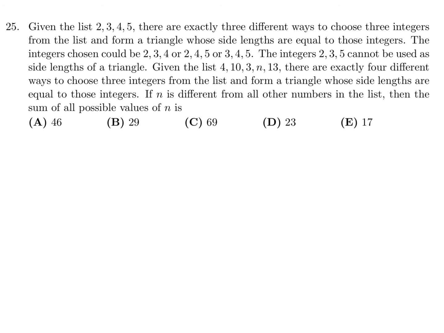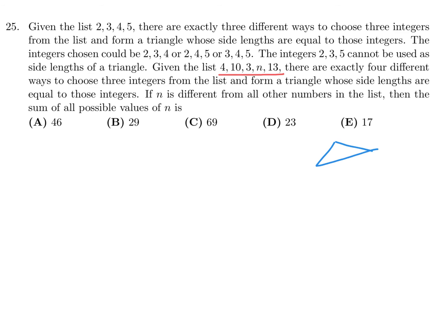Given the list 4, 10, 3, n, and 13, there are exactly 4 different ways to choose 3 integers from the list and form a triangle whose side lengths are equal to those integers. If n is different from all the other numbers in the list, then the sum of all possible values of n is? All right.